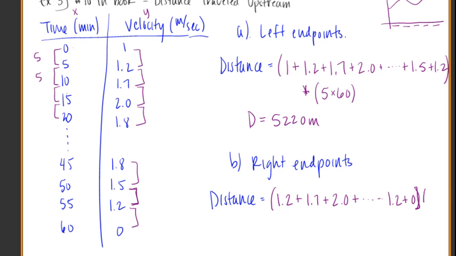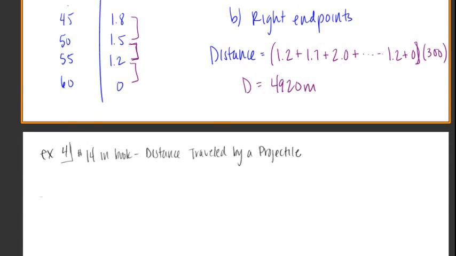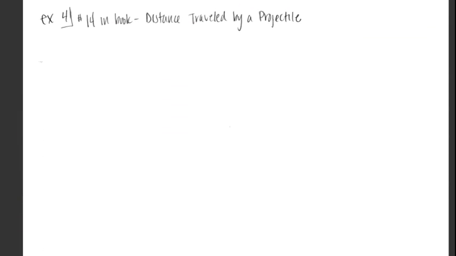Let's multiply all of that then times 300, our 5-minute intervals in terms of seconds, and that's going to give us then a distance of 4,920 meters. And that's how it kind of looks when you're using a table of values as opposed to analyzing an equation. So let's go on to example 4, which is number 14 in the book.